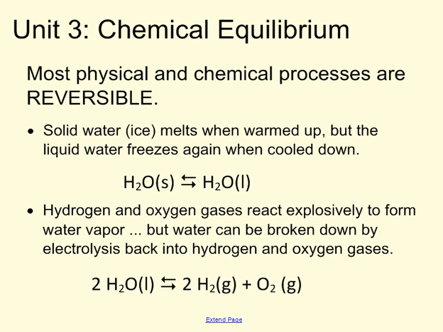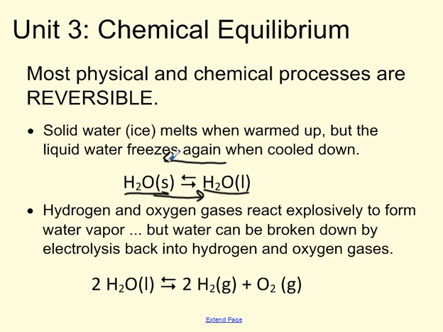Well, a simple example of that would be the physical equilibrium that we see here in the middle of the page. Water can come in a solid state, ice, and we can melt it to make liquid water. Of course, you could also take liquid water and freeze it. So this reaction can go in the forward direction, or it can go in the reverse direction. So freezing and melting is a reversible process.